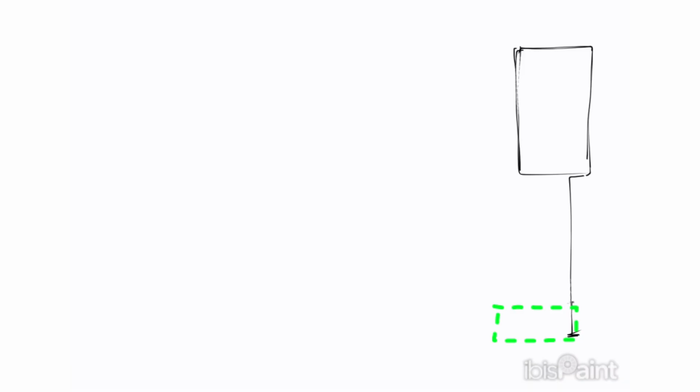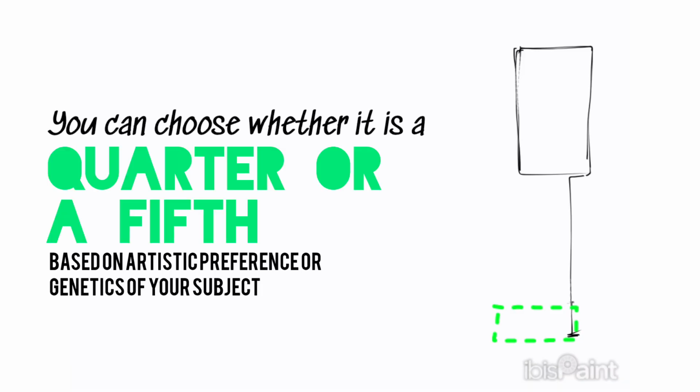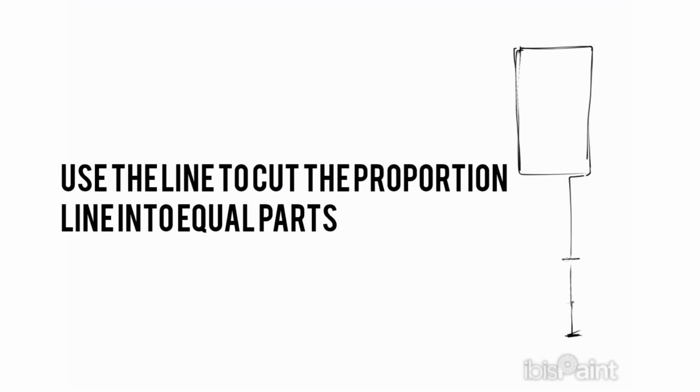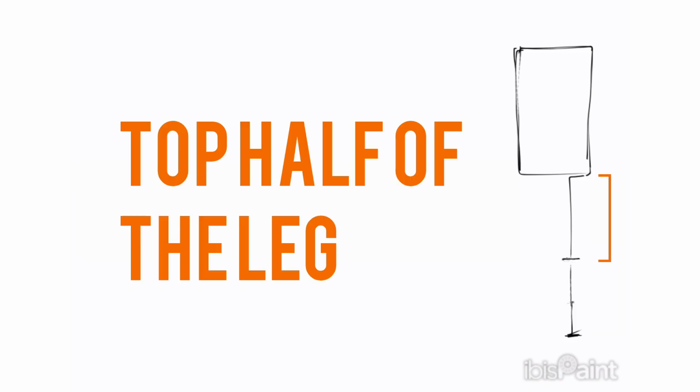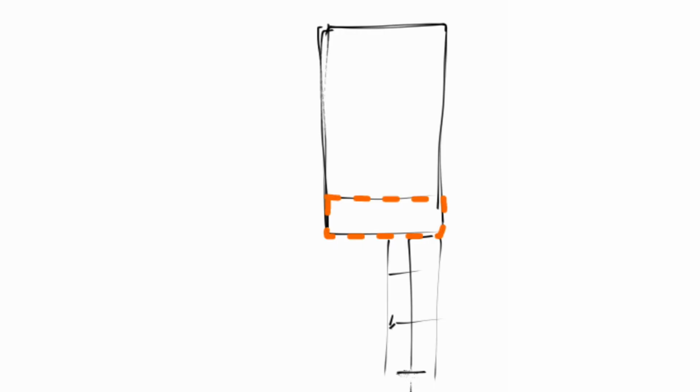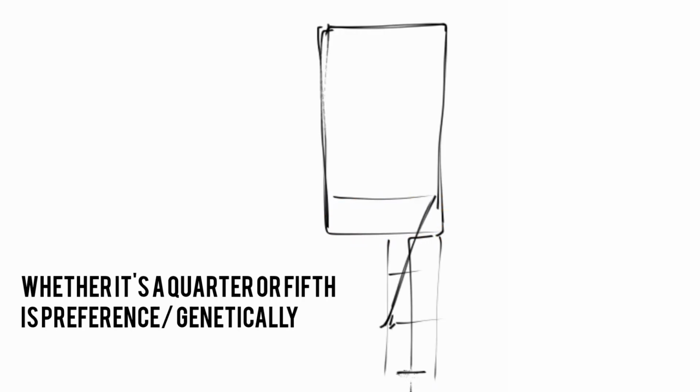Now this extra fifth or quarter is influenced by the artist's preference or genetic factors for the character or the person. Now to wrap up the proportioning part, we want to make a line in the middle of your proportion line. Now we move on to the top half of the leg. After faintly dividing them into thirds, you want to take the inner top corner of the top half of the leg and connect it to the bottom fifth or quarter of your torso. This again is preference based.